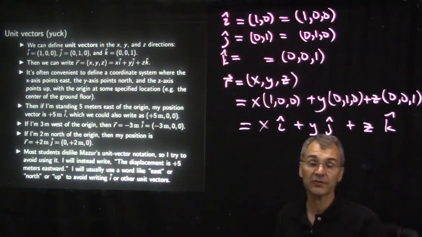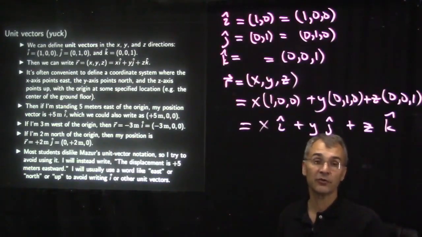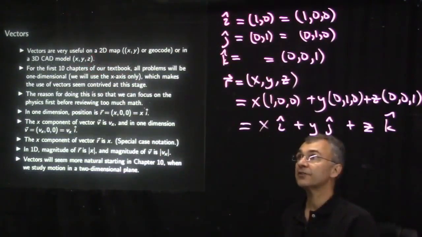So i hat is a unit vector that points in the direction in which x increases. That's the only unit vector you'll see for now. Once we get to chapter 10, you'll also see j hat, which is a unit vector that points in the direction in which y increases. So vectors are pretty useful.